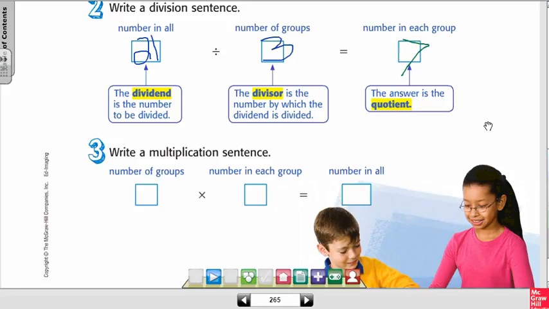Now it says to write a multiplication sentence. Well, I should do the opposite. How many groups did we make? 3. I didn't say how many were in each group, I said how many groups did we make. 3. Now, how many in each group? 7. And how many total were there? 21.